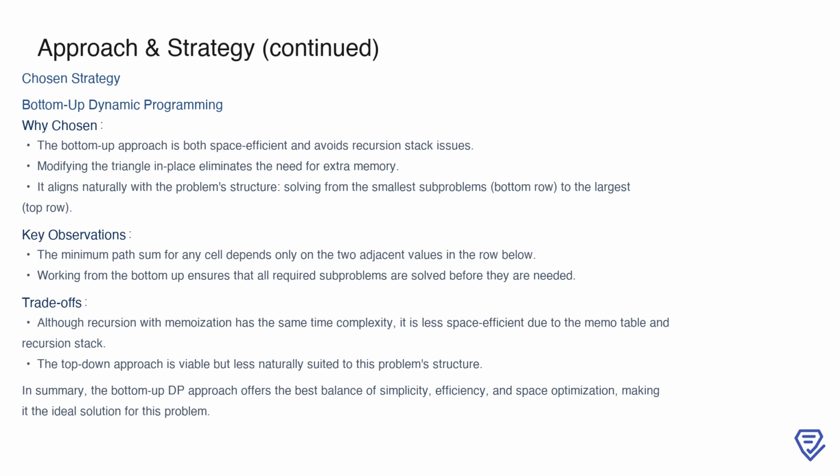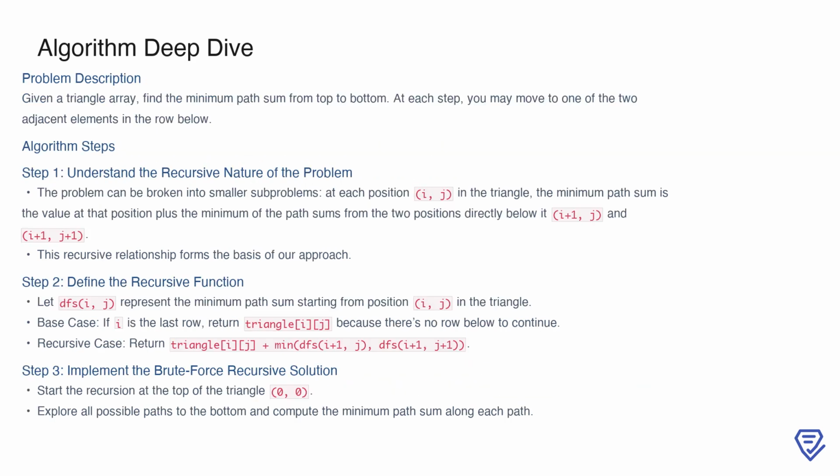To solve the triangle problem, we need to find the minimum path sum from the top to the bottom of a triangular array. At each step, we can move to one of the two adjacent elements in the row below. The first step in understanding the solution is to recognize the recursive nature of the problem.